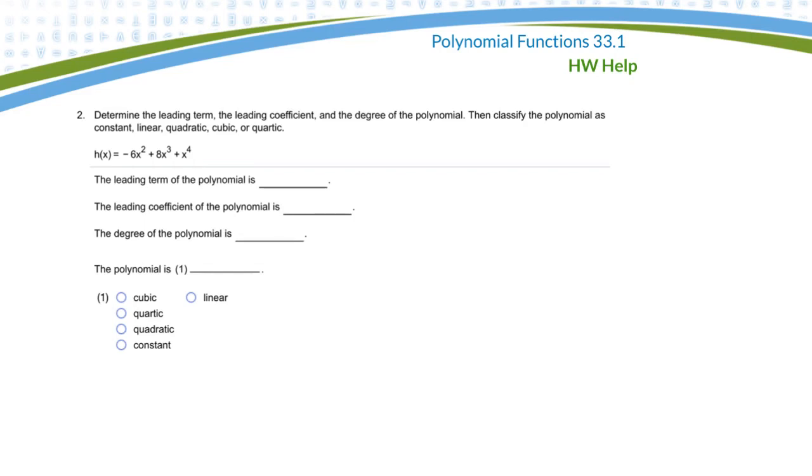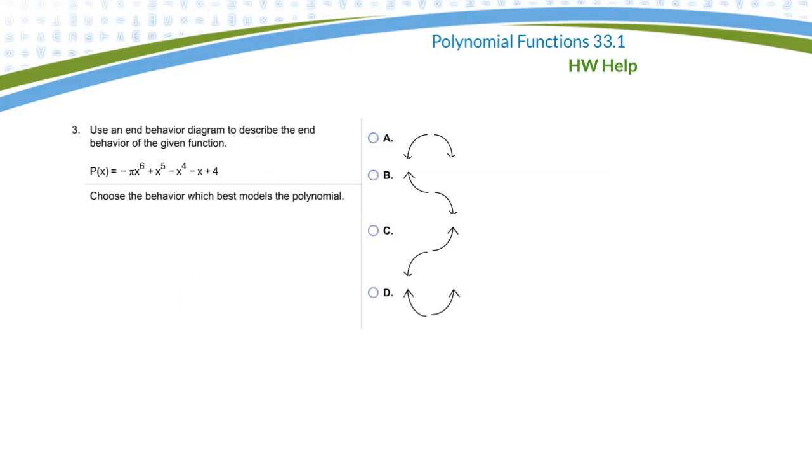Oh, next question. Oh, this one's unorganized. Let's fix that. Plus 8x cubed minus 6x squared. Leading term, x to the 4th. Leading coefficient, number up front, 1. Degree, it's a quartic again. Quartic. I like these questions.